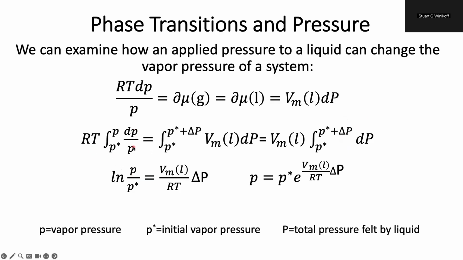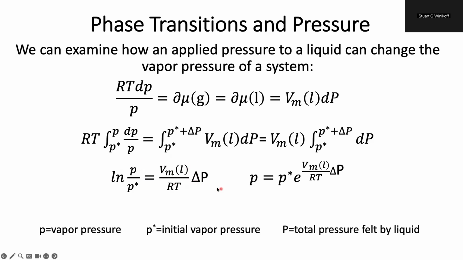And so, since we got dP over P here, we're going to be looking at the natural log of the initial vapor pressure versus the pressure versus how much applied pressure I put on the system. Now, because the molar volume is going to be relatively invariant, we just get the molar volume. We'll move the RT over to this side. And what we can find is the natural log of this vapor pressure ratio is going to be equal to the molar volume, again, of the liquid over RT times how much pressure I applied to the system.